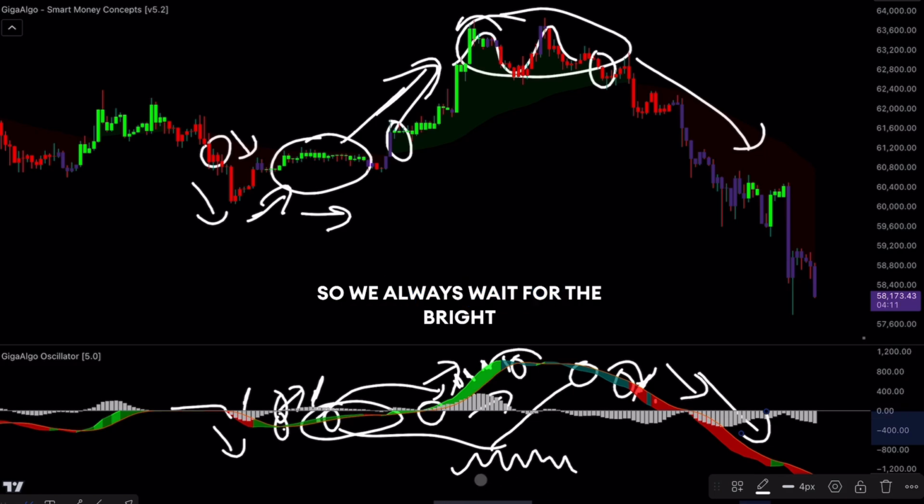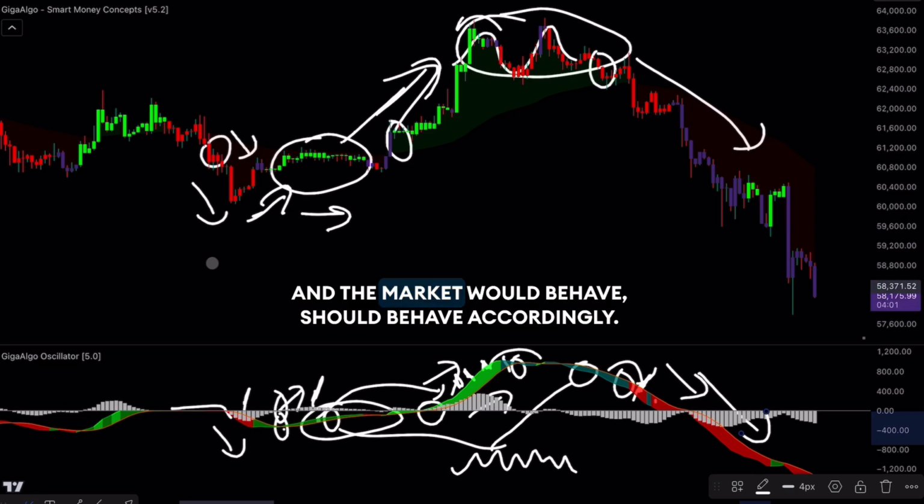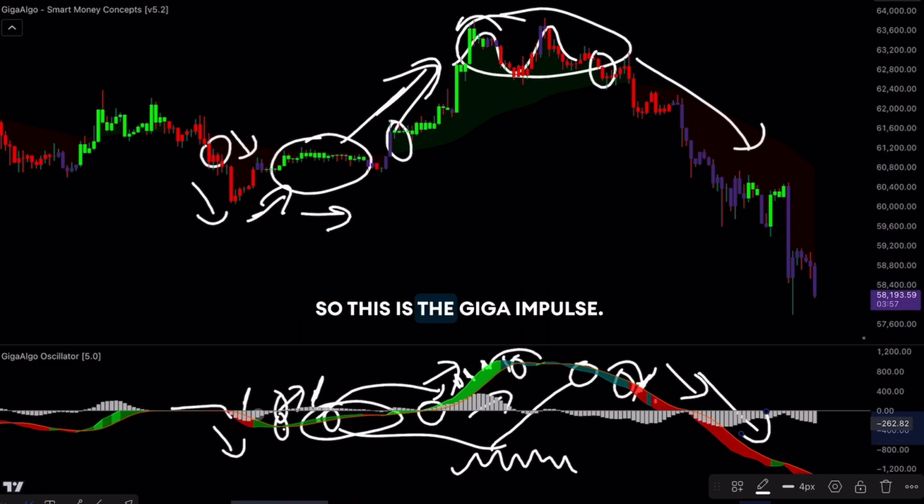So we always wait for the bright green and bright red colors to appear and make sure the impulse, that is the straight line, opens in the downwards or the upwards direction, and the market should behave accordingly, right? So this is the Giga impulse.